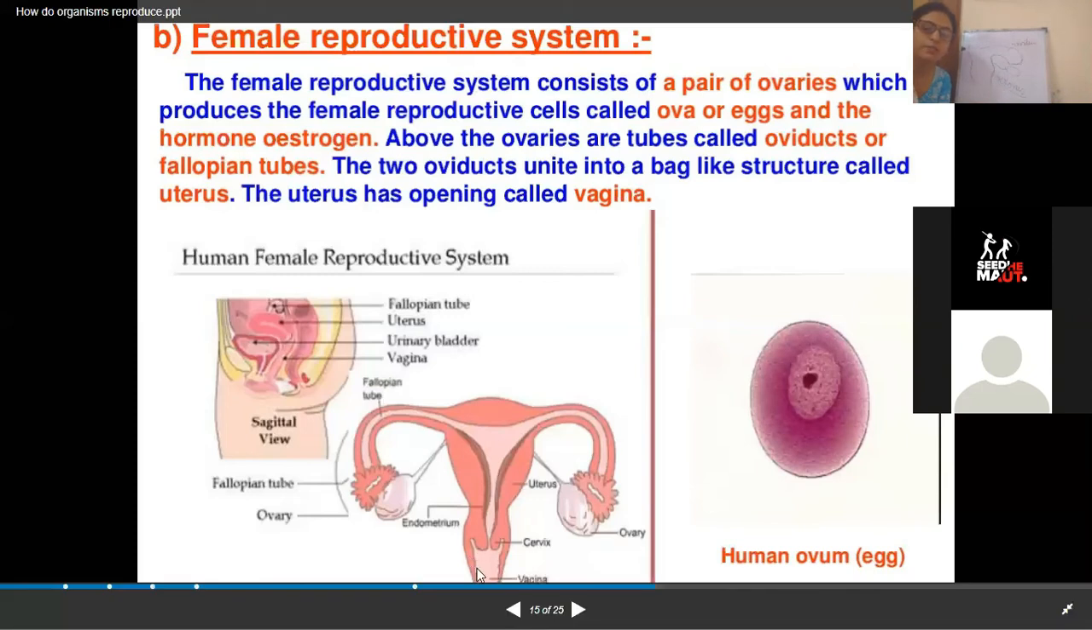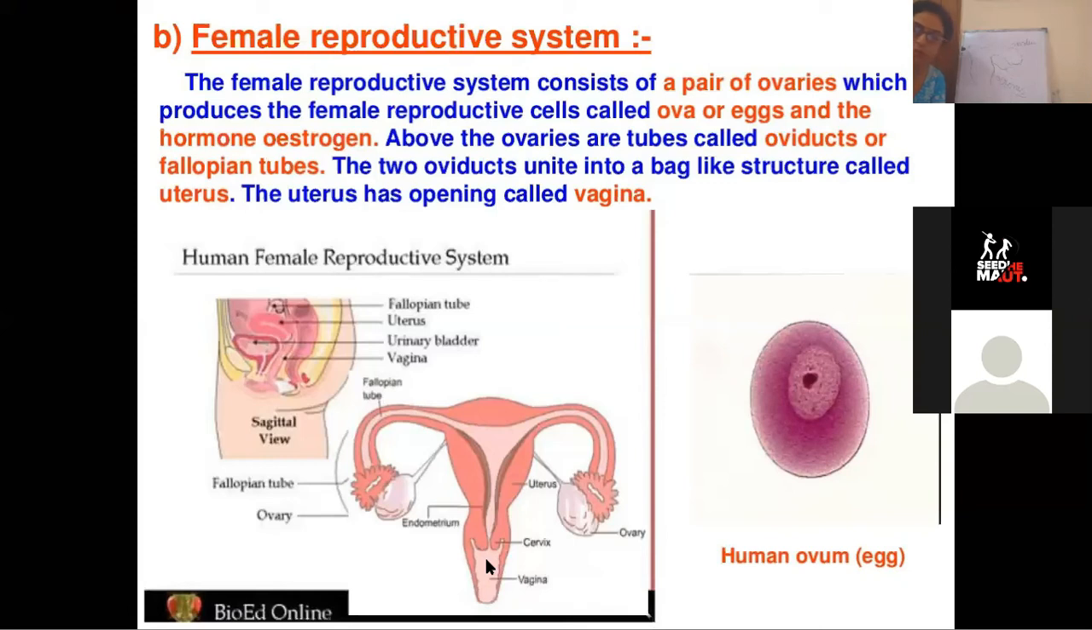Now here you can see where the cursor is showing the vagina. That's the opening of the birth canal from which the birth of the baby takes place. It's the vagina through which the sperm enter into the body of the female. Through this opening, the male sex cells enter into the body of the female, then travel through the cervix, through the uterus, up to the oviduct where the fertilization will take place.